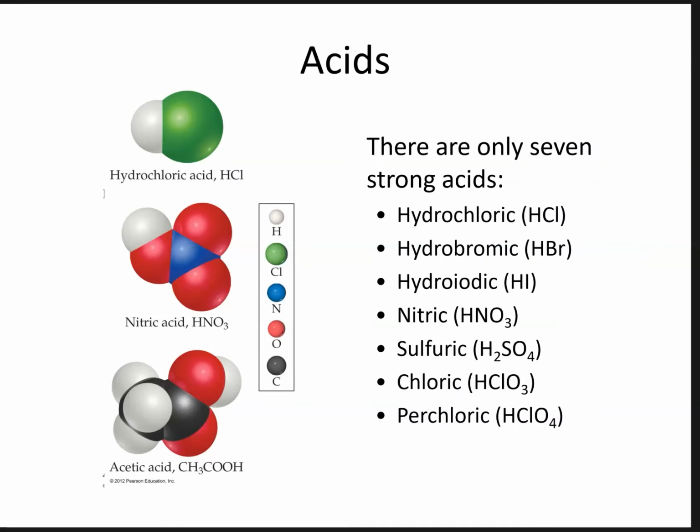So if you can identify an acid from its formula, and you should, because acids always start with a hydrogen and then they also have aqueous as their phase, then the 7 strong acids are hydrochloric, hydrobromic, hydroiodic, nitric, sulfuric, chloric, and perchloric acid. If it's not one of those 7 acids, then it's weak.